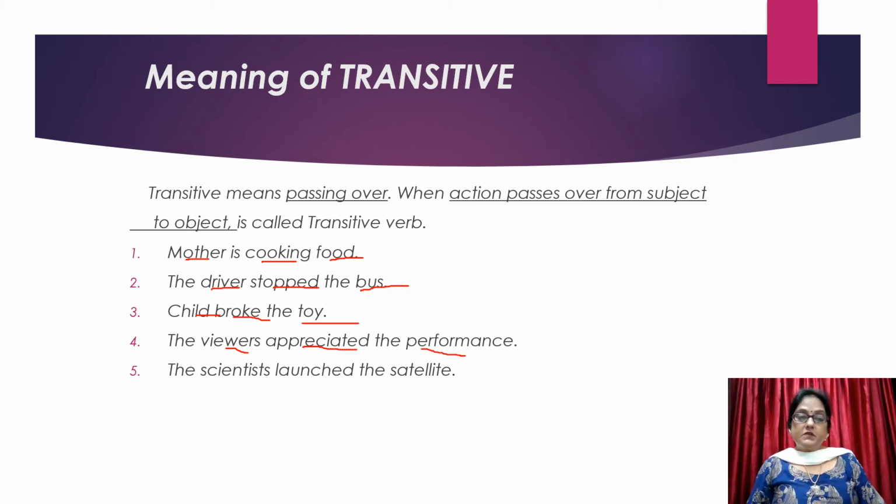The scientist launched the satellite. Scientist is the subject and launched is the verb. And this verb passes over from the subject to the object, that is satellite. So this is called a transitive verb. So what we have learned is that in a transitive verb the action passes over from the subject to the object. Is it clear?